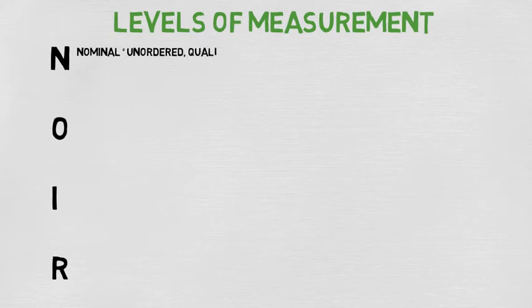Moving on to levels of measurement. We're going to use the acronym NOIR, so black in French, N-O-I-R, to help remember the hierarchy associated with levels of measurement. N is the lowest level of measurement. It stands for nominal. Basically, you're classifying things into unordered, qualitative categories. There is no inherent order to these categories and no meaning behind any numerical value associated with them. A good example of this is country of birth.